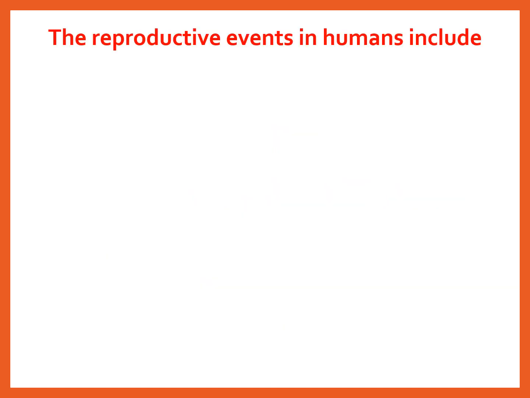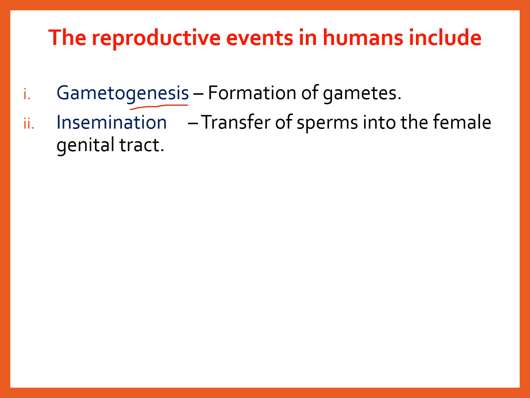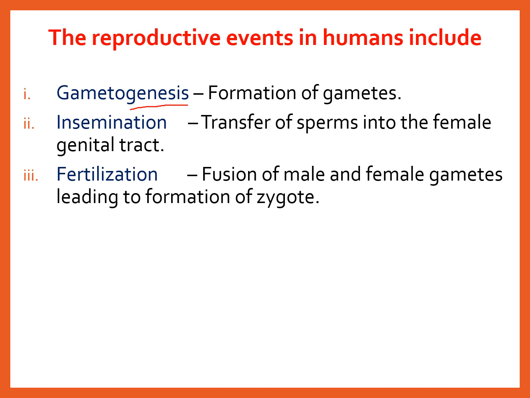The reproductive events in humans include gametogenesis. Genesis means formation. So this is formation of gametes, which is the first step. And then we have insemination, which is transfer of sperms into the female genital tract.